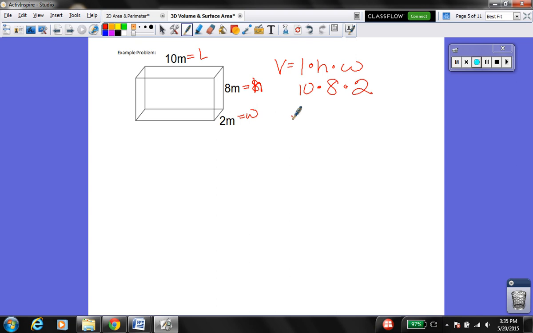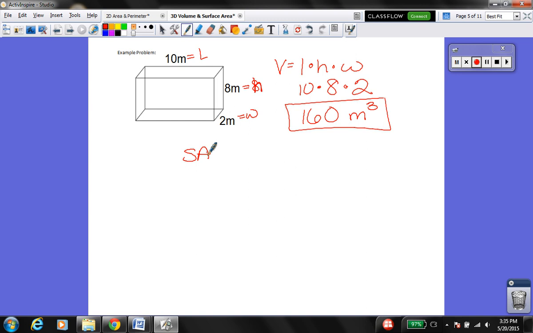So the volume is equal to 80, 160. So 160. Now, this is in meters. It's not meters squared. We have 3 directions, so it's meters cubed. And that's volume. Surface area, the tricky one.